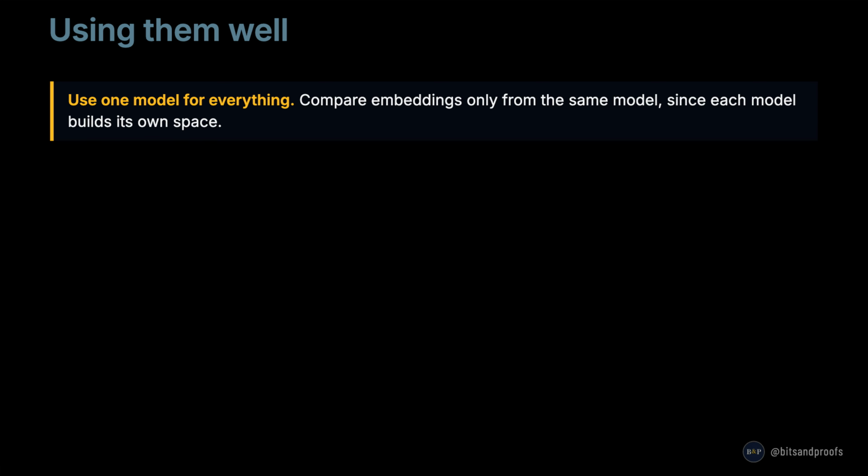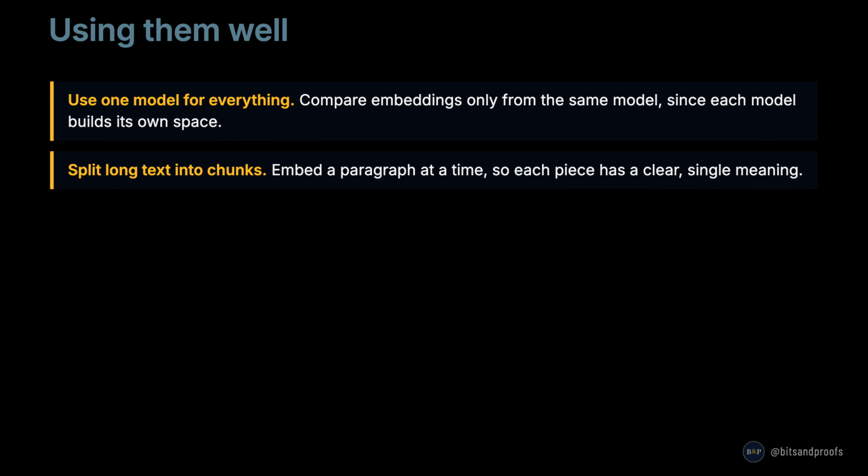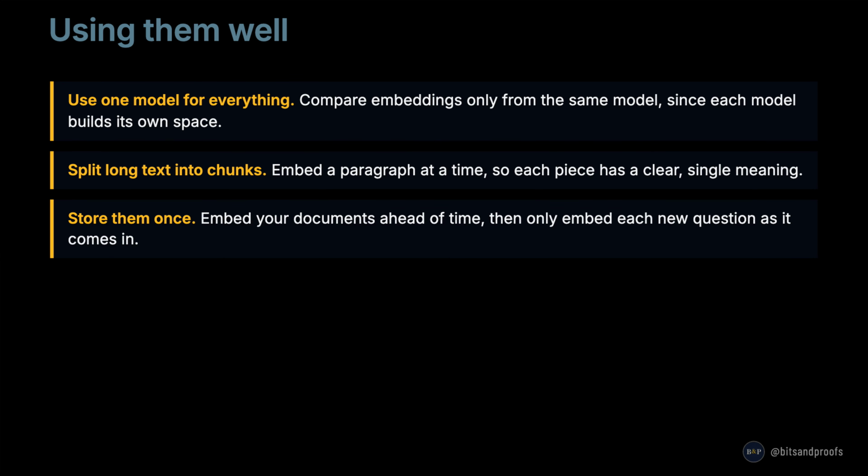A few tips for using embeddings well. First, use one model for everything. Only compare embeddings that came from the same model because each model builds its own space. Second, split long text into chunks. Embed a paragraph at a time so each piece has one clear meaning. Third, store them once. Embed your documents ahead of time and then only embed each new question as it arrives.